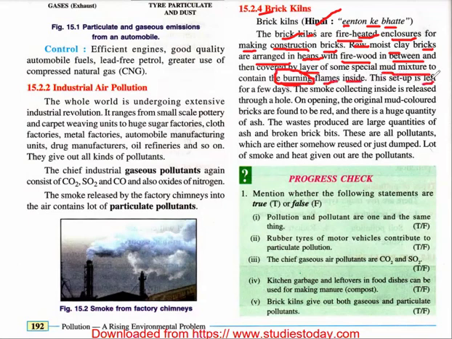This setup is left for a few days. The smoke collecting inside is released through a hole. On opening, the original mud colored bricks are found to be red, and there is a huge quantity of ash. So, the waste produced are large quantities of ash and broken brick bits. These are all pollutants which are either somehow reused or just dumped. A lot of smoke and heat given out are pollutants.